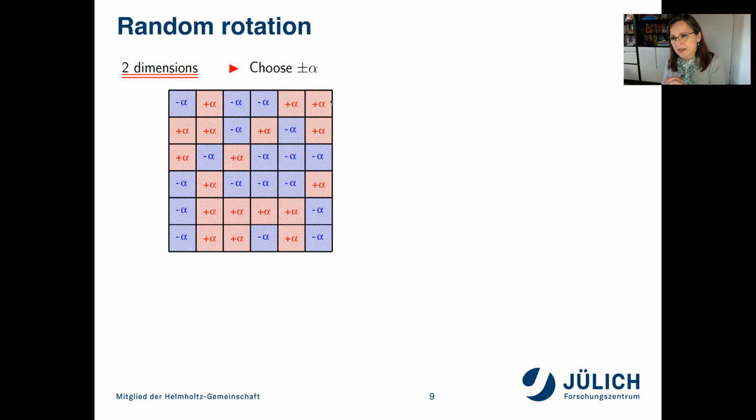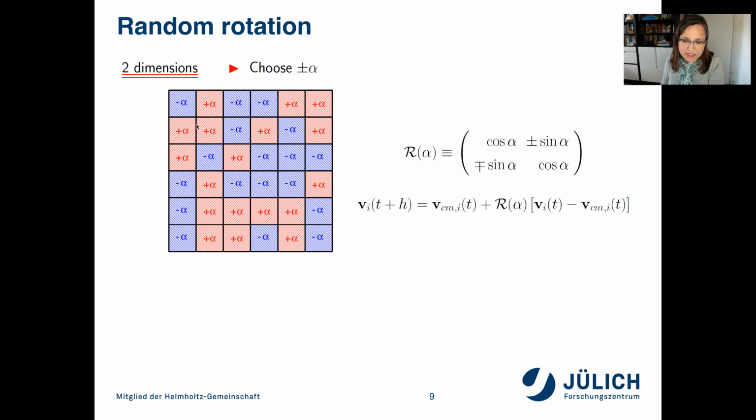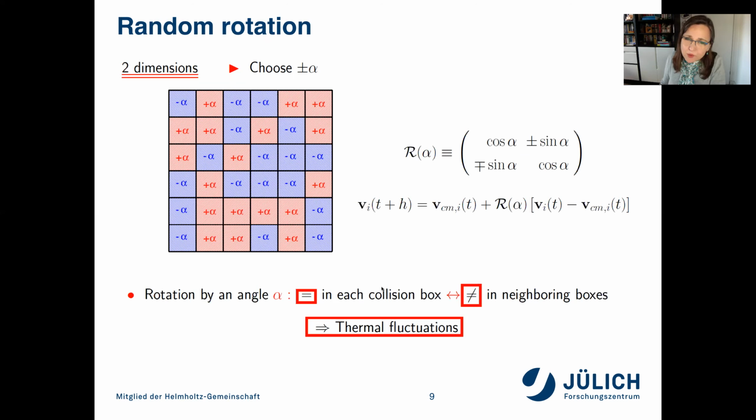In principle, we have a fixed angle that the particles are rotating, but the idea is that, for example, in 2 dimensions, you choose a plus or minus angle alpha. So if you are in a collision box, then you just rotate with the collision matrix. And if you are in one collision box, all of them rotate with the same angle, but in different collision boxes, it is each time chosen randomly whether it is plus or minus. So in different instants of time, you can rotate plus or minus, and your neighboring boxes can have whatever rotation, with equal probability plus or minus. And this is enough to include thermal fluctuations.